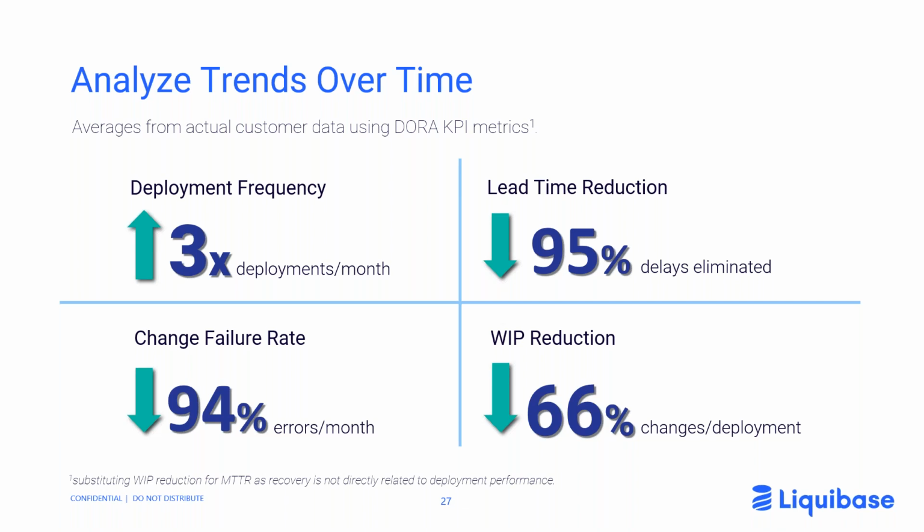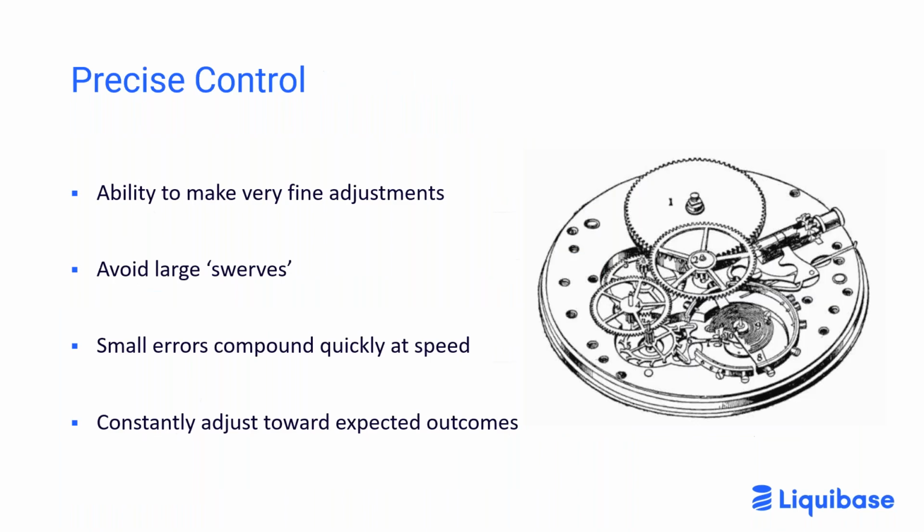Which brings us to our last two points here, and that is that once you've achieved this speed, you've got things fully automated, you're monitoring, things are healthy, and you can tune it and make it go ever faster. Well, your ability to tune it becomes increasingly important. You have to start doing the engineering to make sure that you can make your adjustments at a very fine-grained level. And this is important because you want to avoid large swerves, because small errors and small changes compound very quickly at speed.